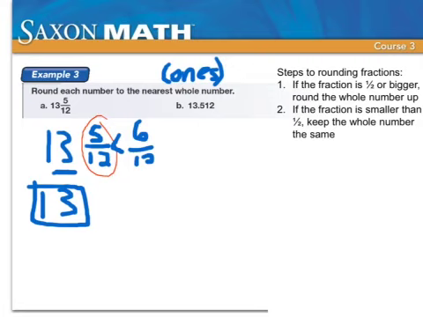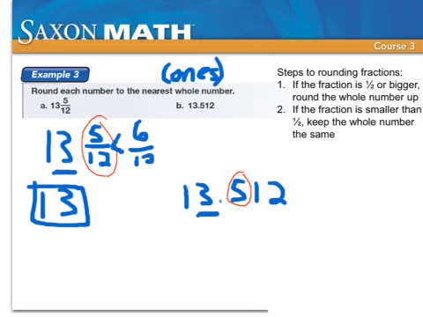Okay, and let's do B. We'll start this down here. 13.512. Again, we underline the spot we want to go to. The whole number is the ones place there. And then after that, we are going to circle the number to the right of it. And that's going to tell us what to do with our 3.